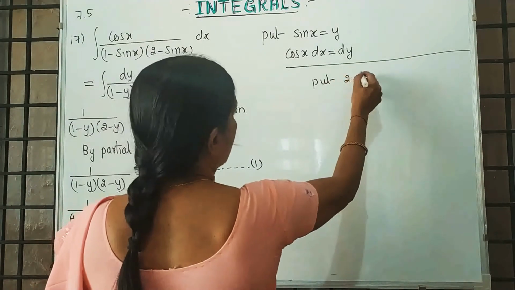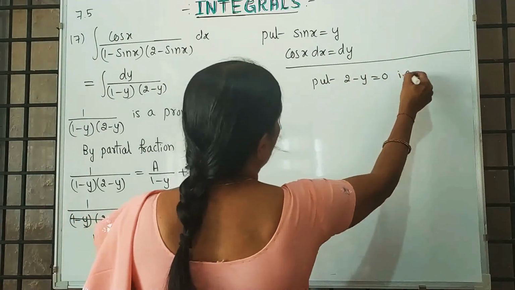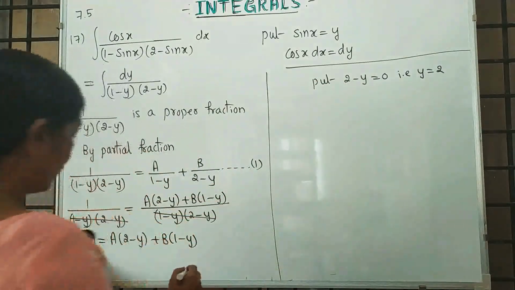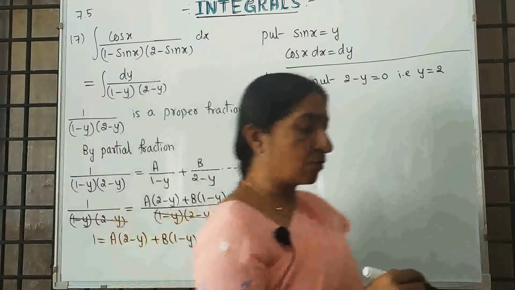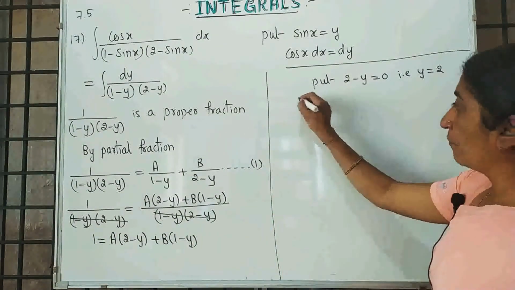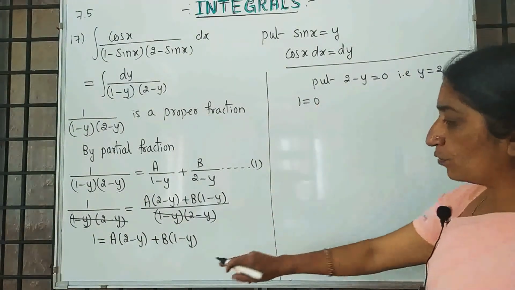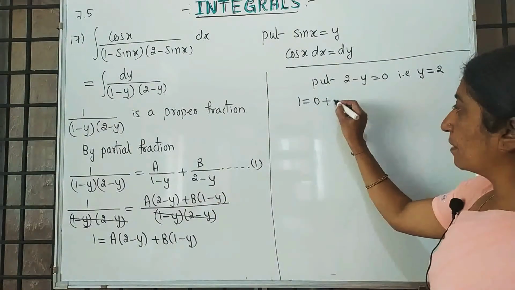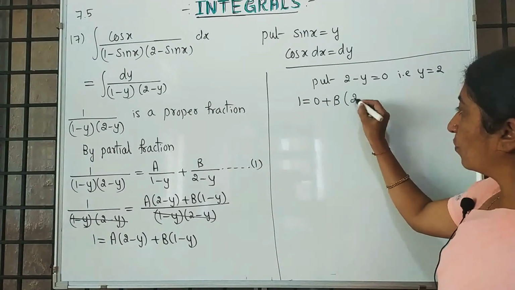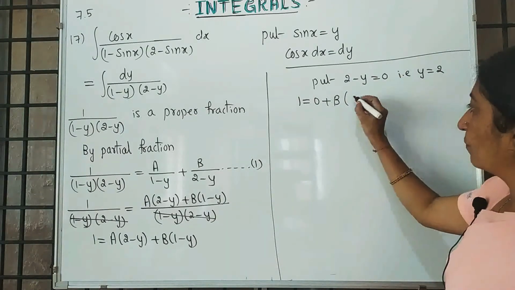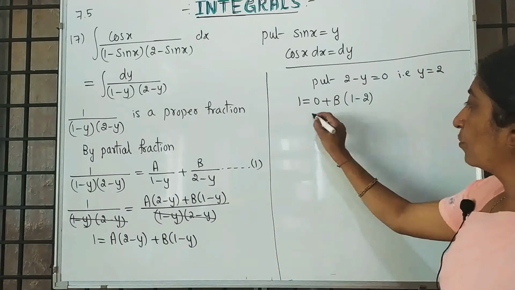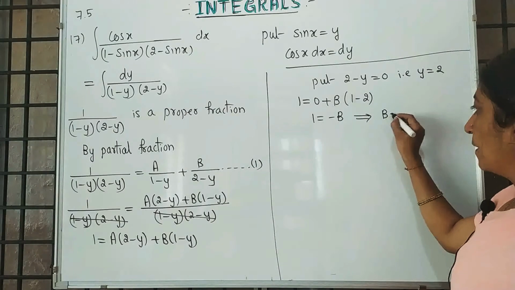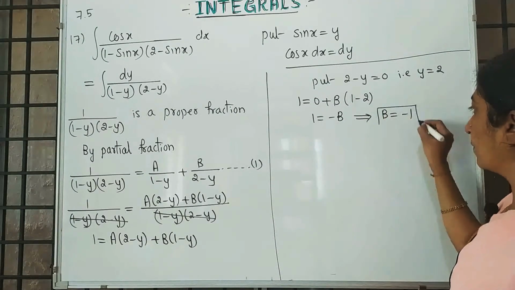Put 2 minus y equal to 0, that is y equal to 2. Left side is 1. 1 is equal to a into 0, because 2 minus 2 is 0, plus b into 1 minus 2. So 1 is equal to minus b, which implies b is equal to minus 1.